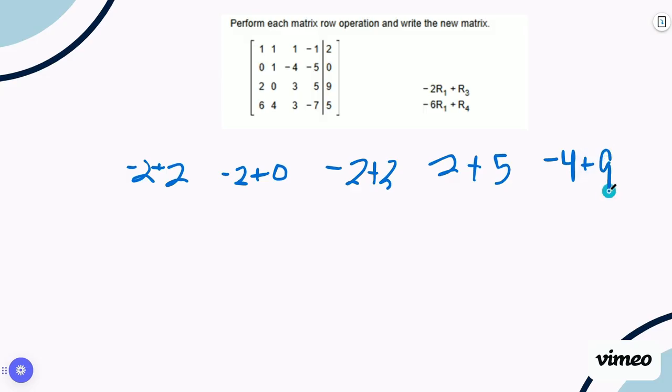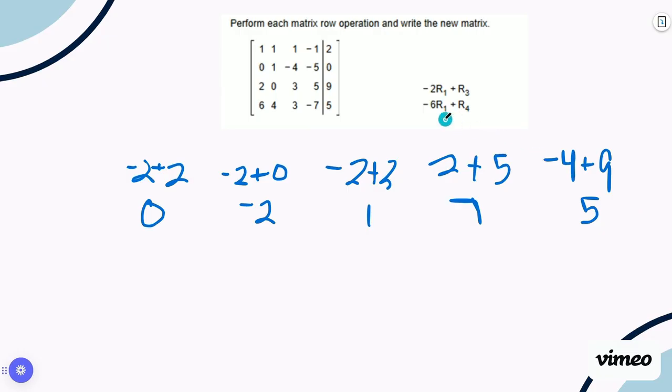Okay, so that means our new row 3 after doing these operations to it is going to be 0, -2, 1, 7, and 5. Okay, so that'll be our new row 3.